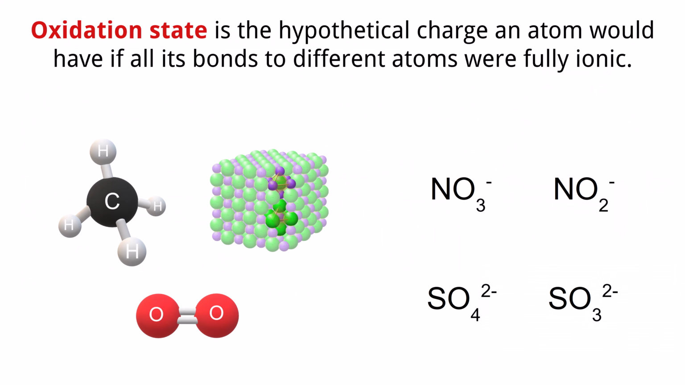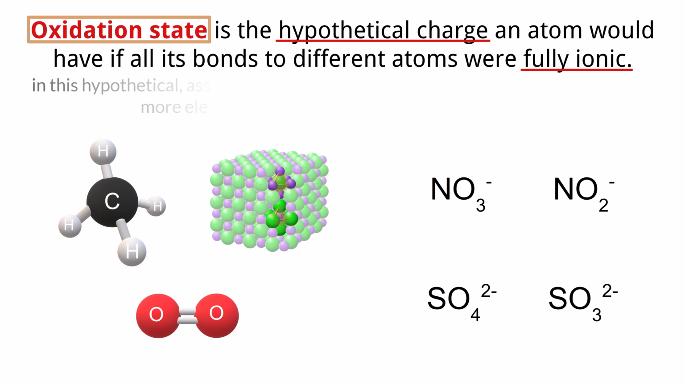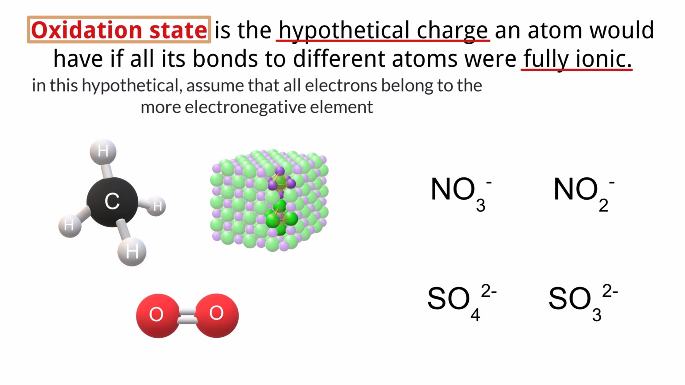Last up for this video, you need to know about oxidation states. The oxidation state is a formal number assigned to an atom to represent the number of electrons it has effectively transferred or shared while forming a chemical bond. It is a hypothetical charge that an atom would possess if the compound were composed entirely of ions, assuming all electrons in the bond belong to the more electronegative element.